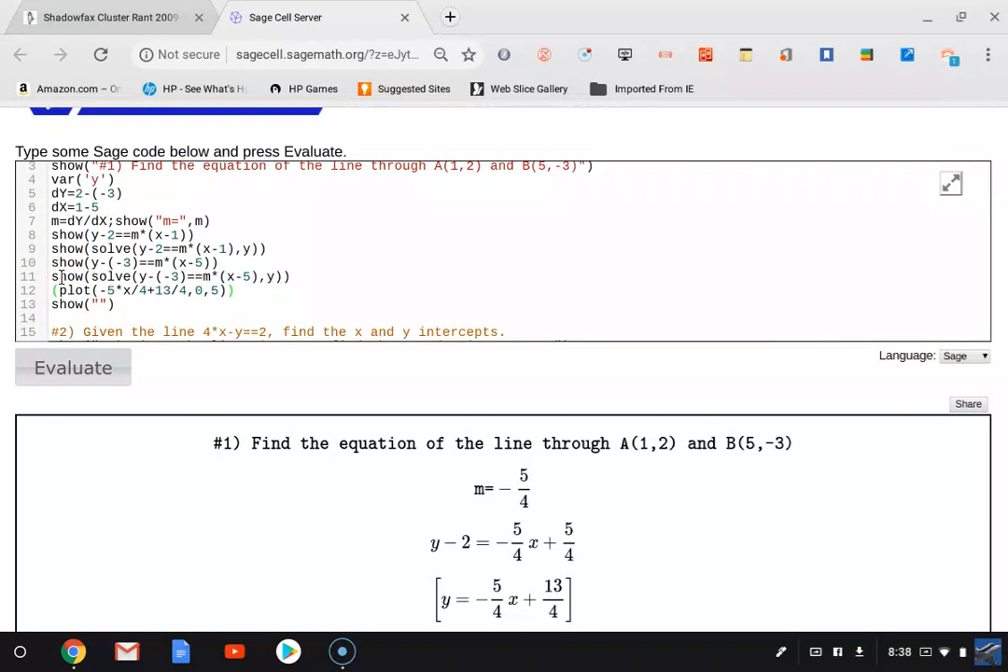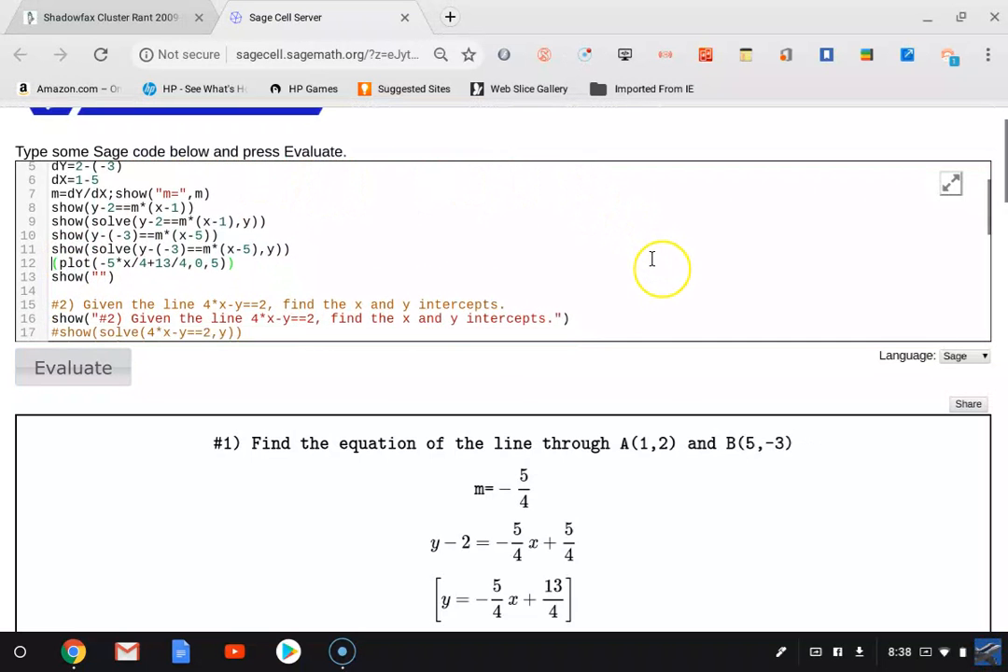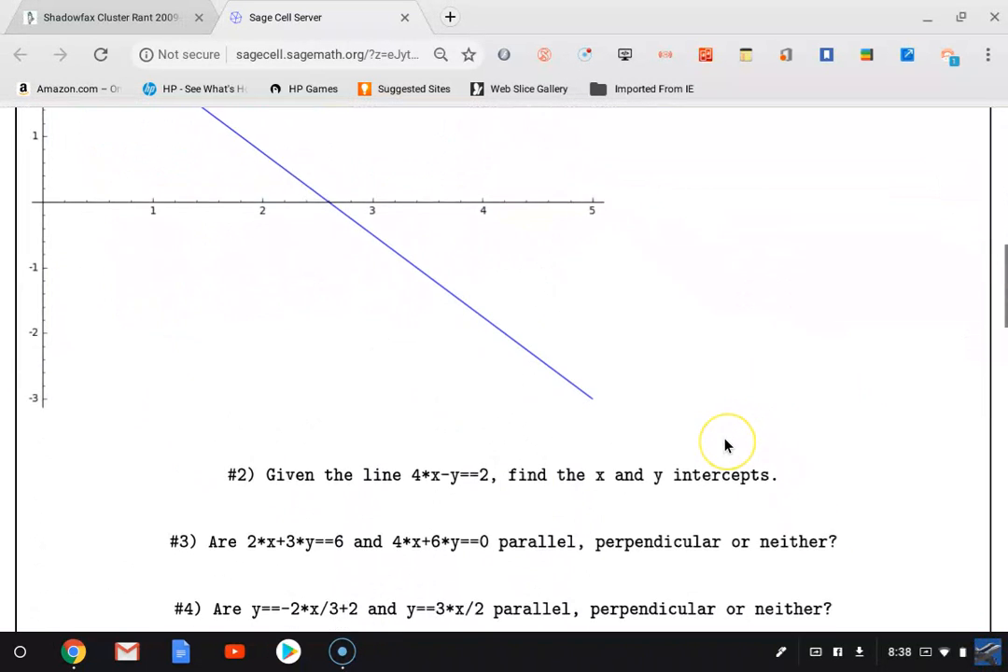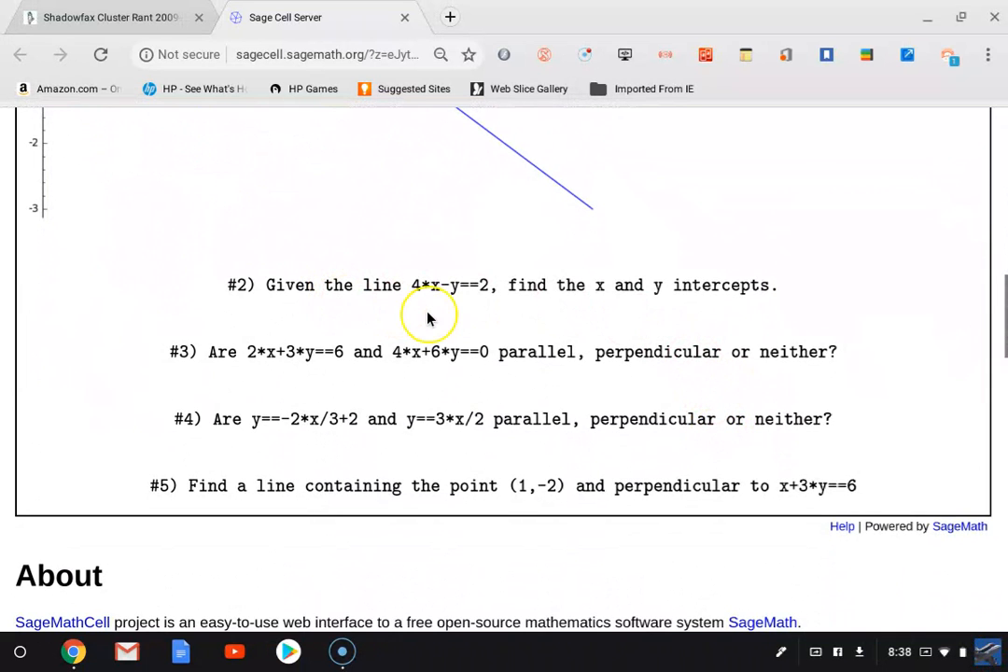All right, let's get rid of that show. Okay, number 2. Given that the line is 4x minus y equals 2, find the x and y intercepts. And again, to do that, you solve for y when x is 0 to get the y-intercept, and you solve for x when y is 0 to get the x-intercept.